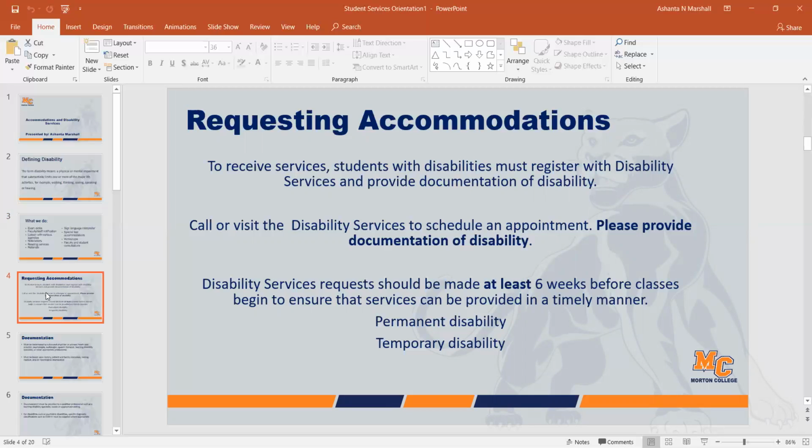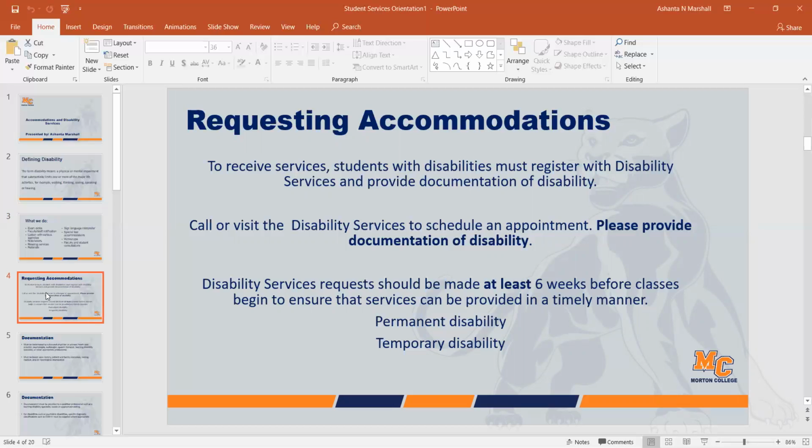Now, the goal is to always have documentation in at least 6 weeks before classes start, just to ensure that you get all the services that you need. We have some students who request audiobooks, some who request sign language interpreters, and note takers. That takes a little bit more time to schedule. So we like to know what you need in advance so we can request it, because the audiobooks sometimes can take a little while for me to get access to, if that is something you're going to need.